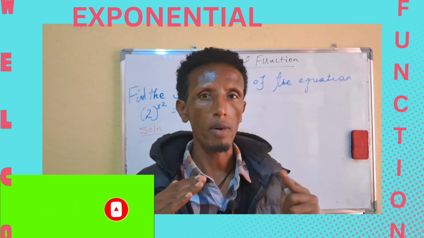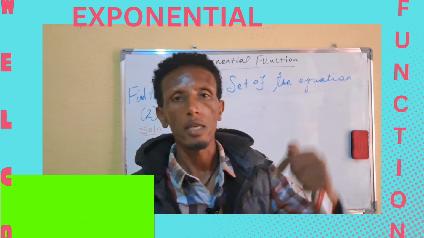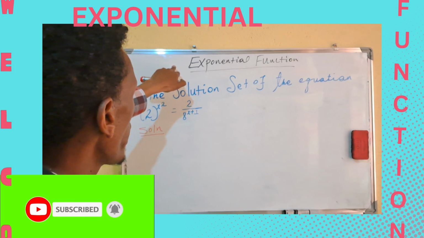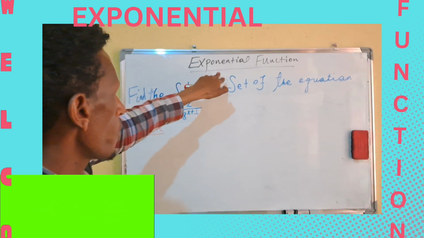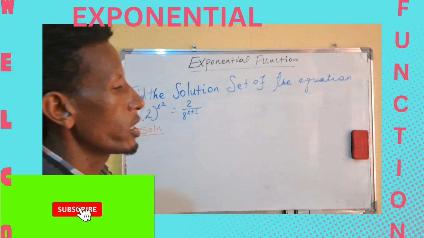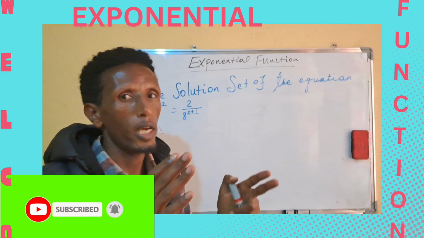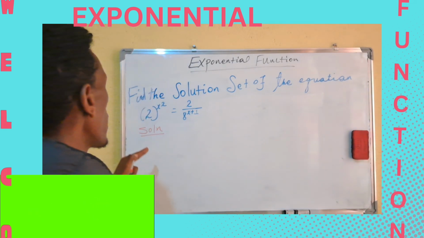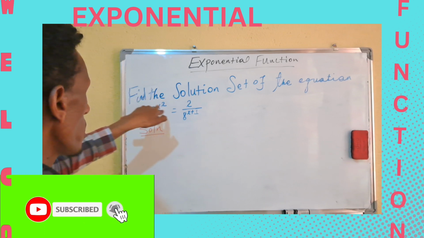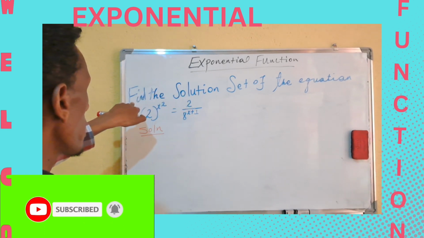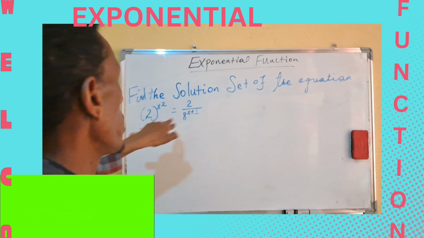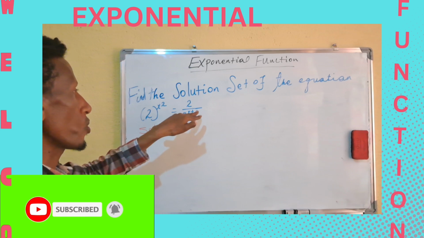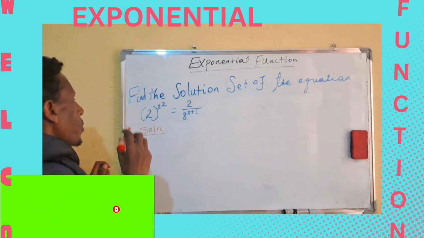Once I've said this much about myself and my country, now let me come to my today's topic. As you can see on the whiteboard, I came up with this point which talks about the exponential function. As you know, exponential and logarithmic functions are inverse of each other. Under this, I have one simple question. The question says, find the solution set of the equation 2 to the power of x squared equals 2 over 8 to the power of x plus 1. So we're going to do this question.